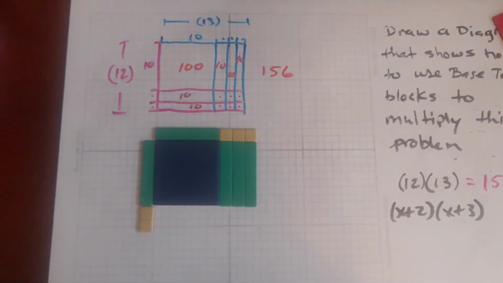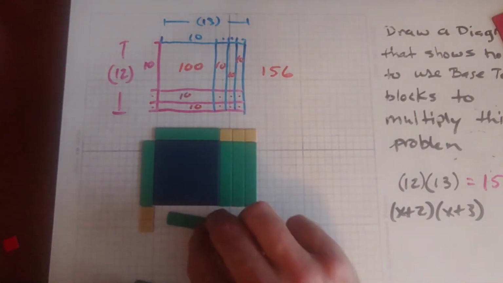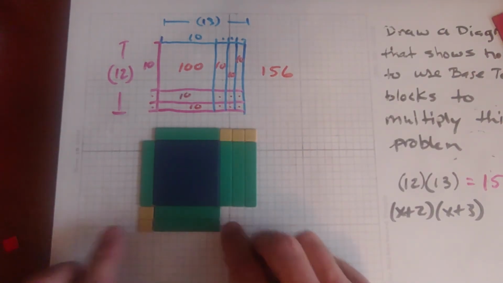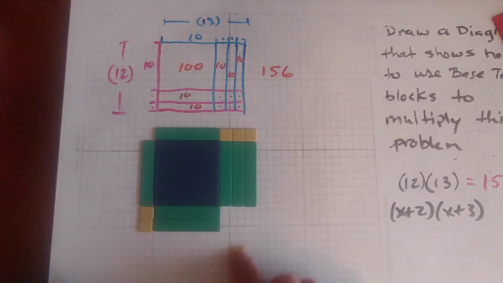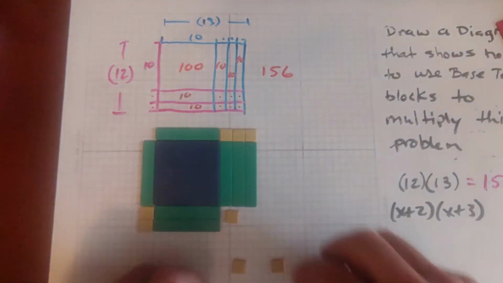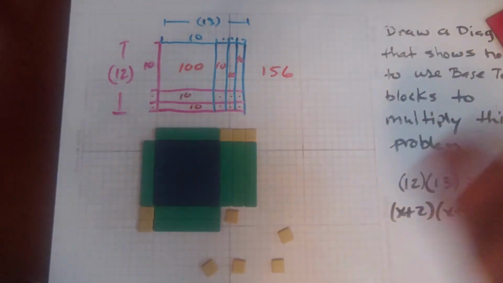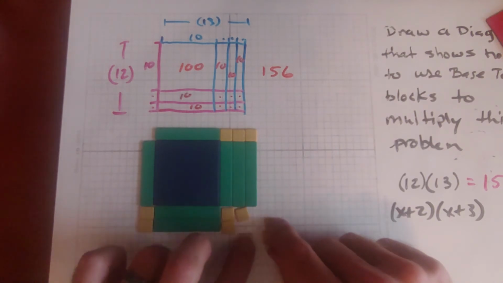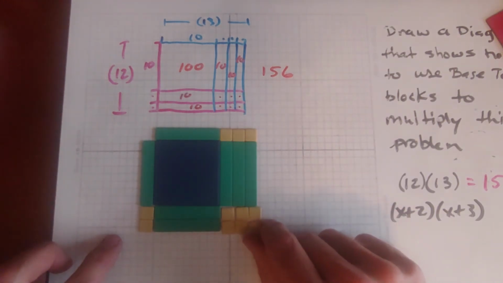And then I need a couple more over here. So I got one there and one there, just like that. And then I need to fill in this box right here. So I've got 1, 2, 3, 4, 5, 6. Okay, there's my 6. I line those up and bam, there is my answer.